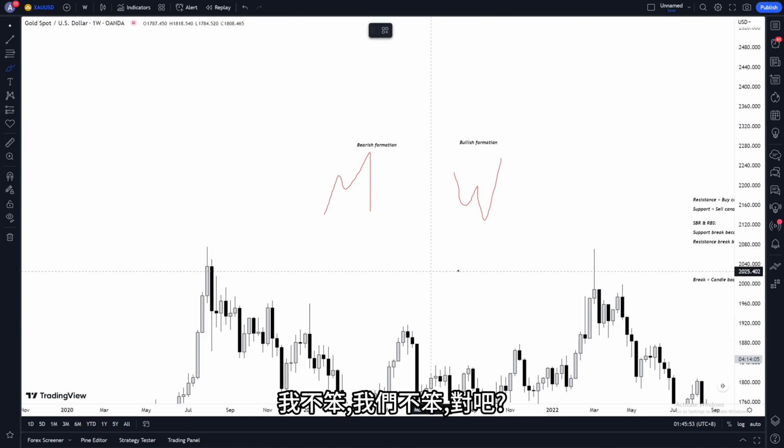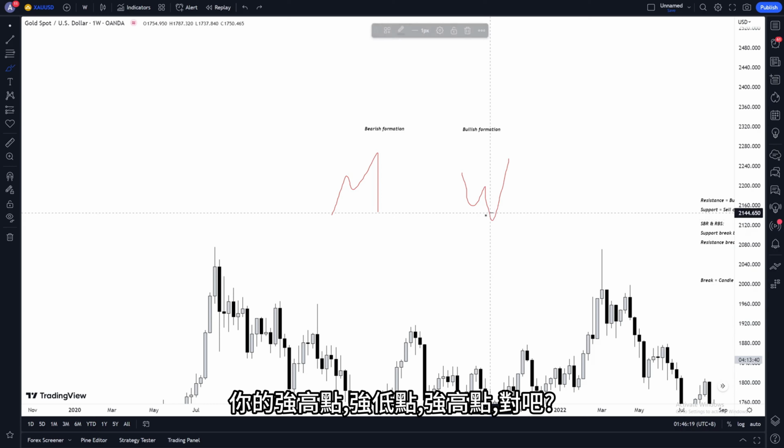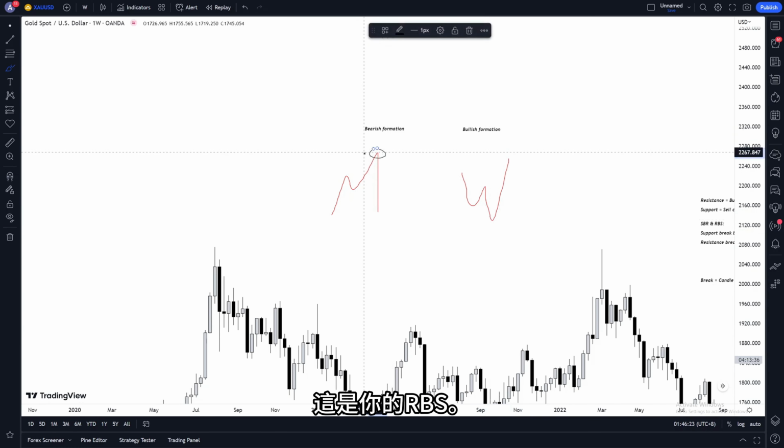So, the reason I'm giving you guys this is because when some of your friends, or when you hear from somewhere, someone says point of origin, someone says apex, someone says SBR, RBS, or someone says left shoulder, I want you guys to be able to know this. This is your apex. So what is this? Your strong high, strong low, strong high, right? This is your RBS. Sorry, this is your apex. Apex. Seems like a mountain. It's the apex. Okay?